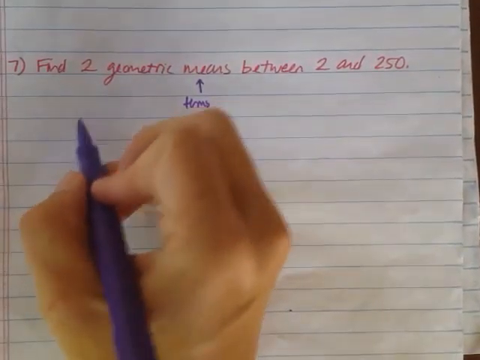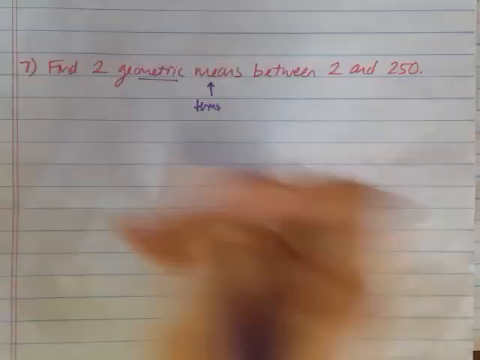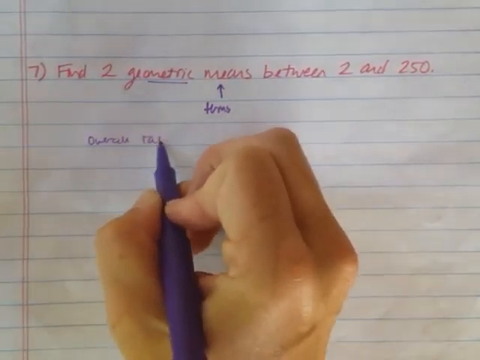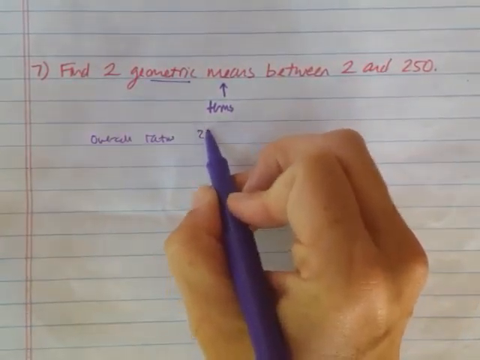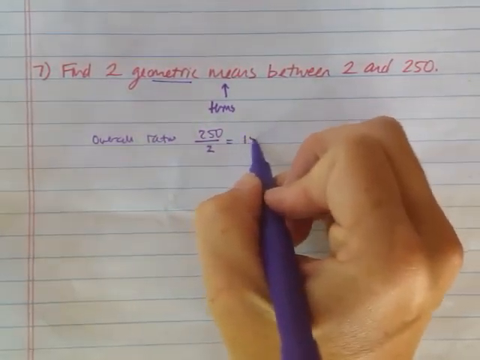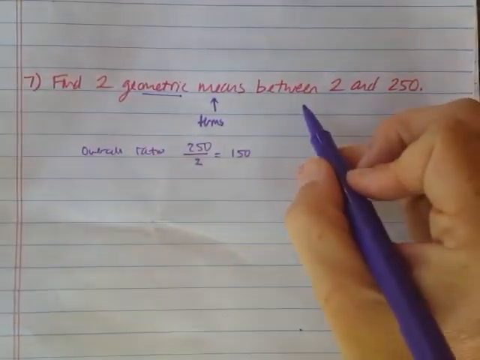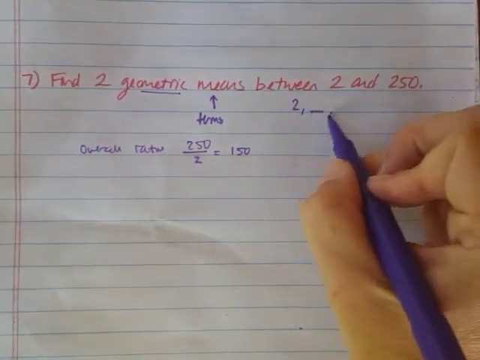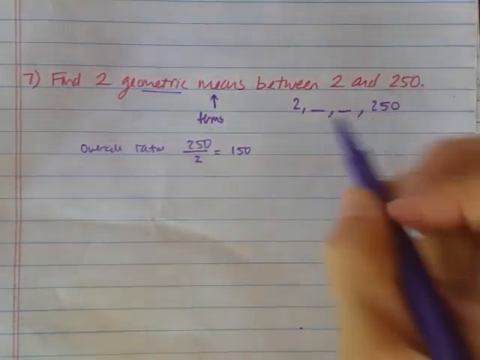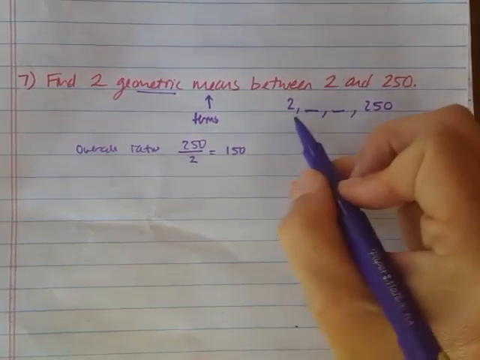Okay, so same idea. If I know that it's geometric, I know there needs to be a common ratio. I can start by finding an overall ratio of 250 divided by 2. And so I've got an overall ratio of 150. Now I know that there's supposed to be 2 terms in between. You can even think of it this way: 2 followed by 2 terms followed by 250. And this will help me think of how many r's I'm multiplying by to get from 2 to 250.